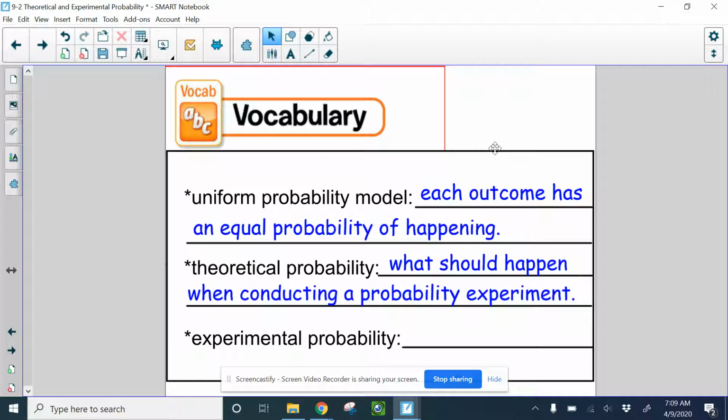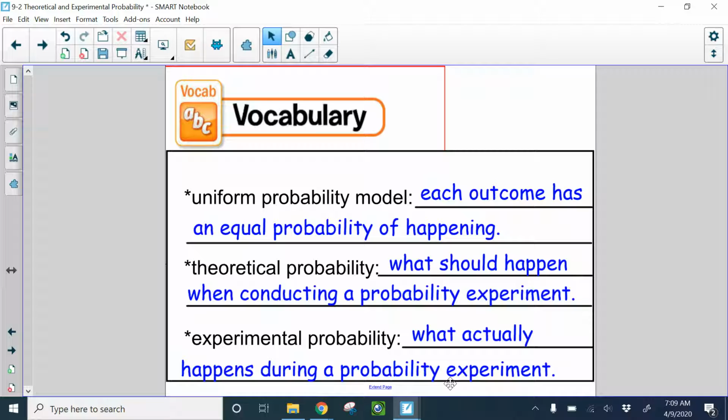If I have a coin and I have heads and tails on it, in theory, I should get heads 1 out of 2 times, and I should get tails 1 out of 2 times. But when I actually flip a coin 2 times in a row, I might not get heads once and tails once. What actually happens is my experimental probability, and it's kind of hidden there, so let me hide that. Experimental probability is what actually happens during a probability event.